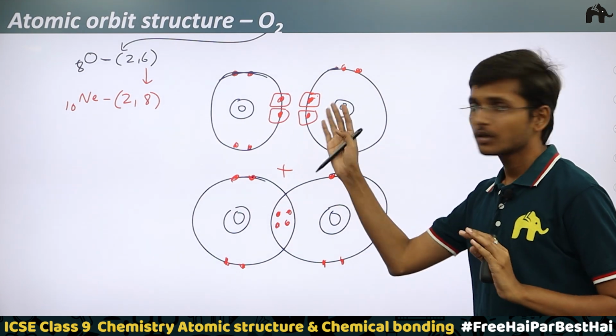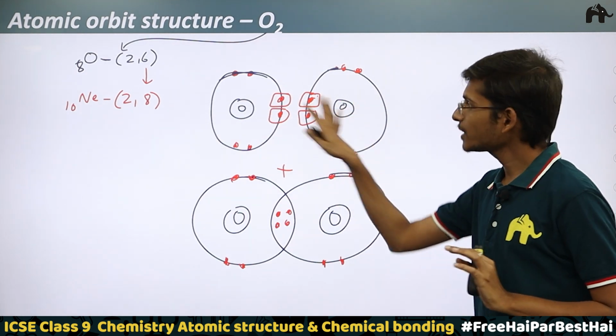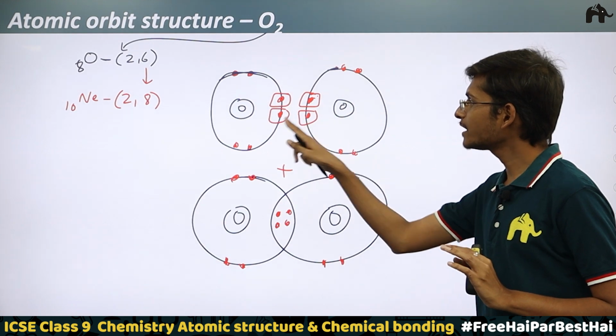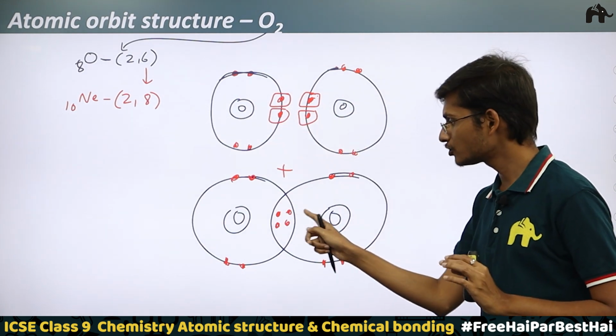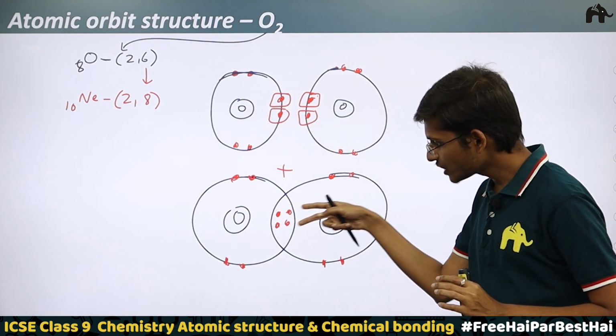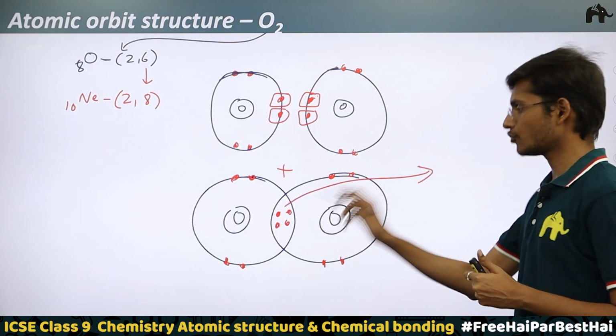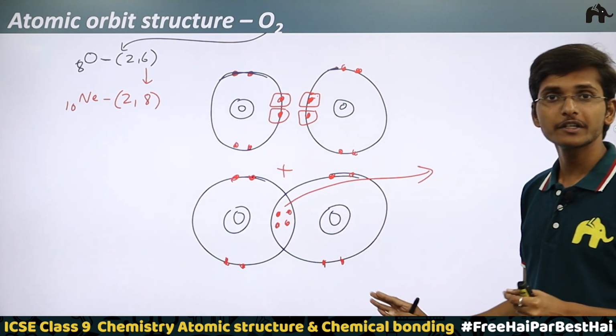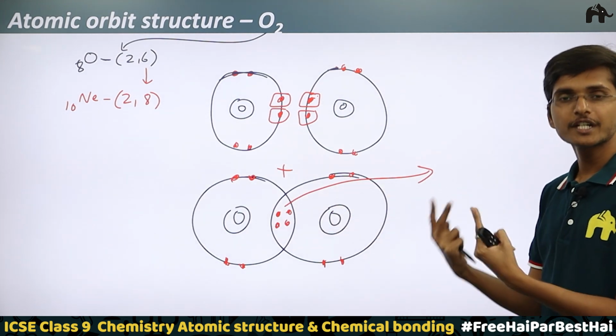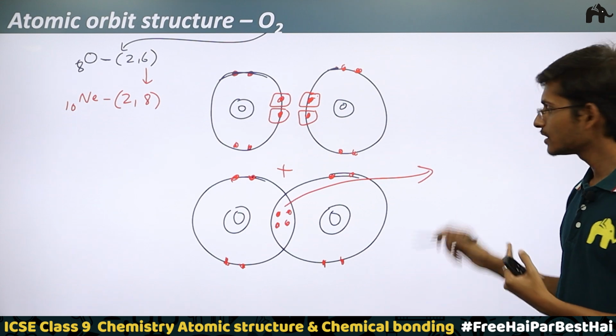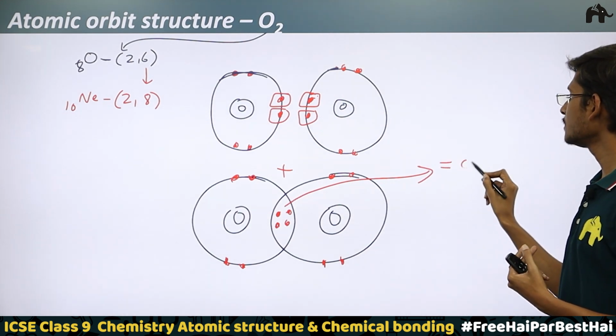I have told you, so I hope you would have understood this. Here there are now two mutually shared pairs of electrons. Clear? So this is a covalent bond formed between the oxygen atoms, and since two mutually shared pairs of electrons are there, this is a double covalent bond.